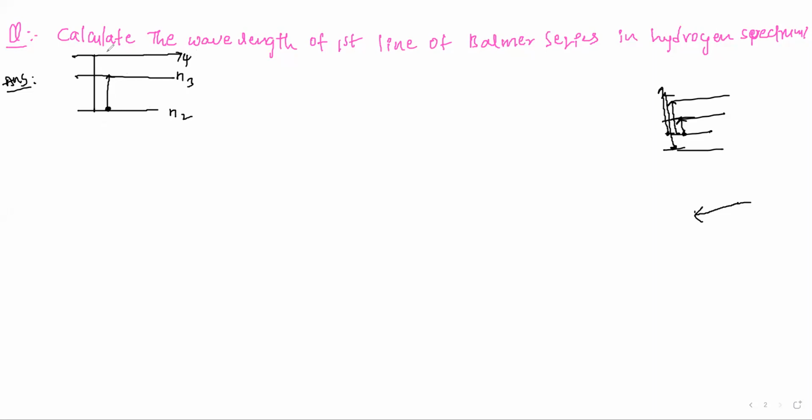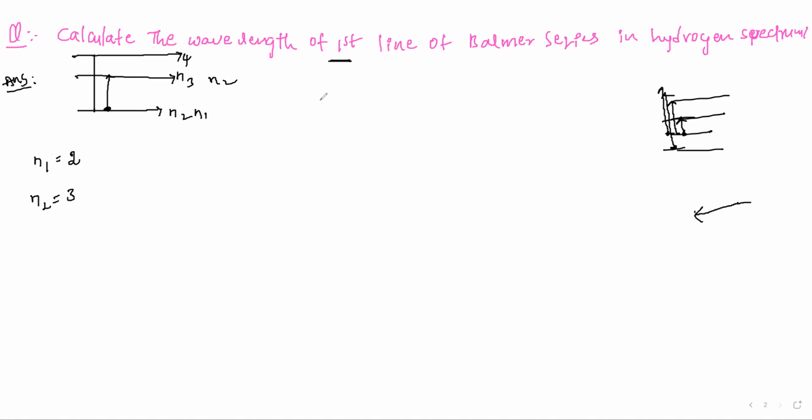So now what is the question here? Calculate the wavelength of the first line of the Balmer series in the hydrogen spectrum. First line is nothing but the second shell to 3rd shell. That means for the first line of Balmer series, N1 equal to 2. Yes or no? This is the N1 level and this is the N2 level. N1 equal to second shell and N2 equal to 3rd shell. Did you understand this one?